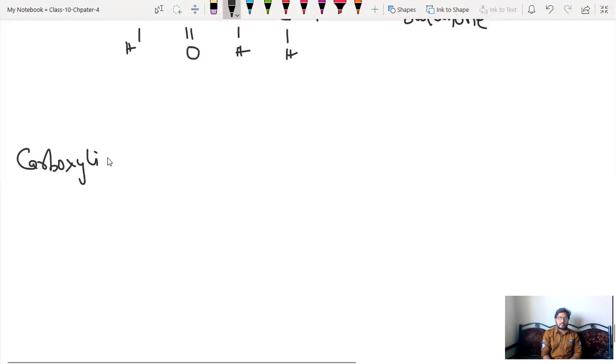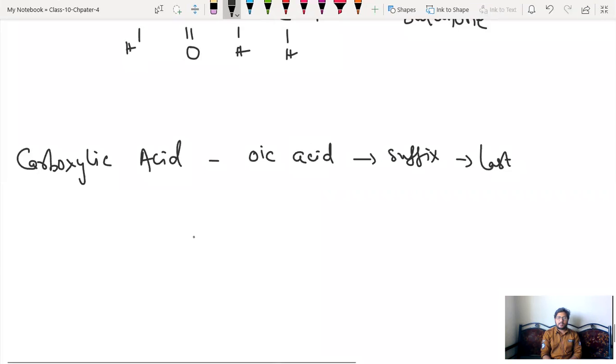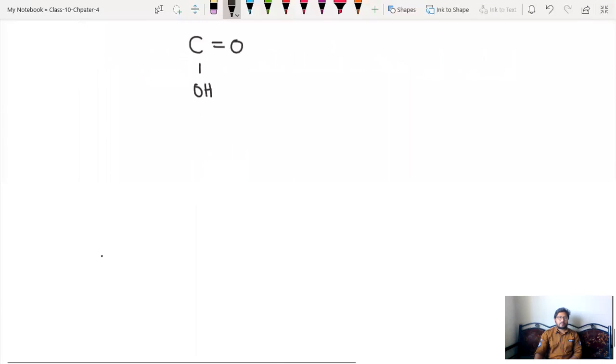Carboxylic acid, and the short form is oic acid, and it is a suffix. Suffix means last or at the end. Structure: carbon will be present, double bond O, single bond OH. Now I'll draw one structure.